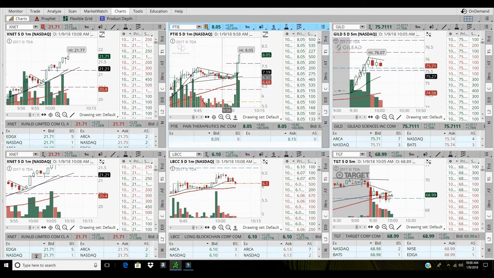PTIE, like I said, it fell back. It did not create lower lows. So now you're just waiting for the stock to break out of the triangle with increased volume. And boom, right here, there you got it. It broke out.